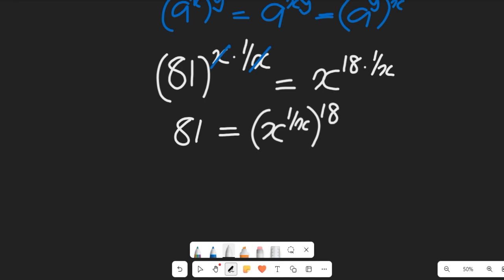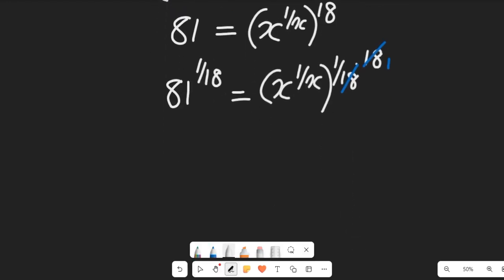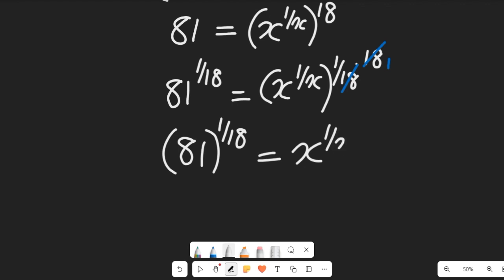So multiplying both sides by the power of 1 divided by 18, we'll have 81 to the power of 1 divided by 18, and this will be equal to x to the power of 1 divided by x multiplying the power of 1 divided by 18 multiplying 18. On this part we can find out that 18 will clear off 18, and that will give us 1. So we'll have 81 to the power of 1 divided by 18 equal to x to the power of 1 divided by x.